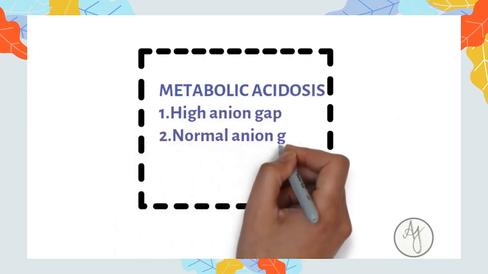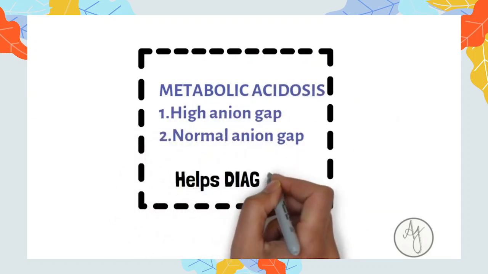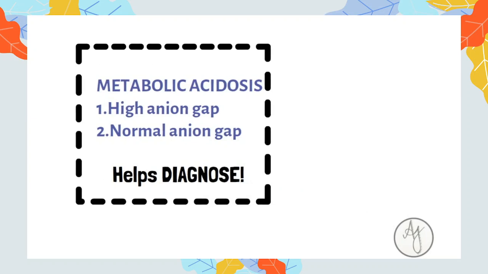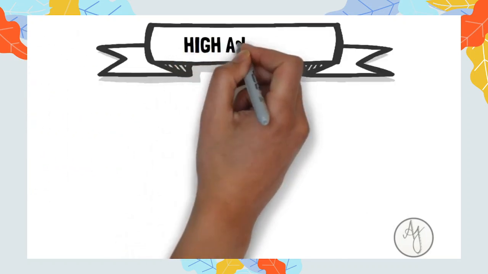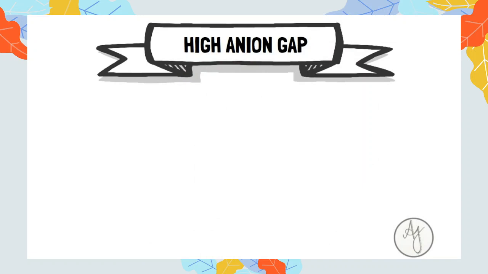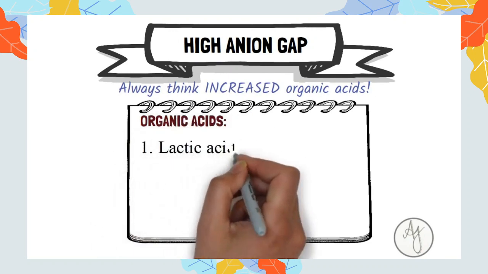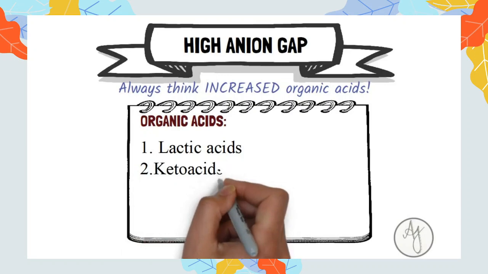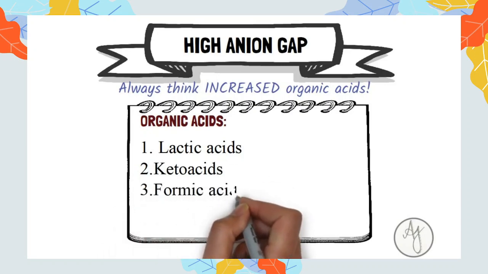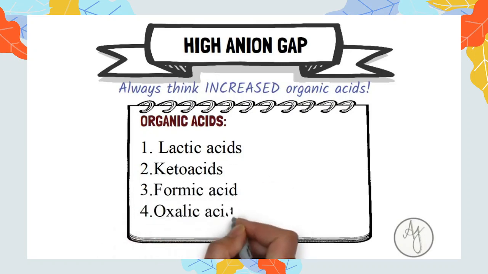So this can be helpful in correctly identifying the cause of acidosis. While thinking high anion gap, think increase in organic acids in the bloodstream. Some examples of organic acids are lactic acids, keto acids, formic acids, which is a metabolite of methanol, and oxalic acid, which is a metabolite of ethylene glycol.